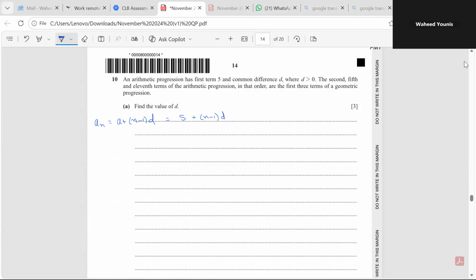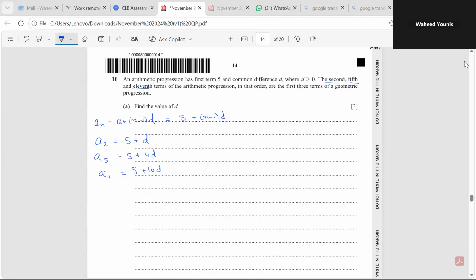It's given the second, fifth, and 11th terms. So what is the second term? n is 2, and it is going to be 5 plus 2 minus 1 into d, so 5 plus d. Similarly, the fifth term would be 5 plus 4d, and the 11th term, A11, is going to be 5 plus 10d. So these are the second, fifth, and 11th terms.